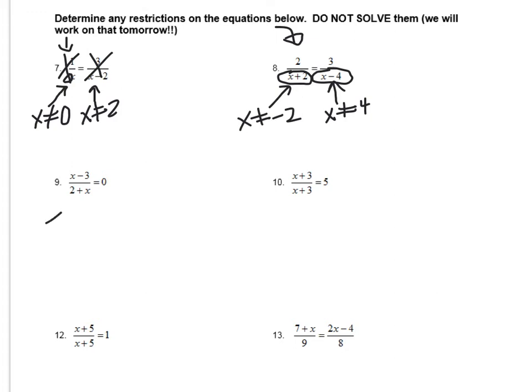For number 9, it doesn't matter what's in the top. Doesn't matter at all there's an x up there. What value of x would make this undefined? It would be the number that when you add it to 2 you get 0. That's negative 2. So the restriction here is x cannot be negative 2. For this one, x cannot be negative 3, because negative 3 plus 3 would give you 0 in the bottom of the fraction.